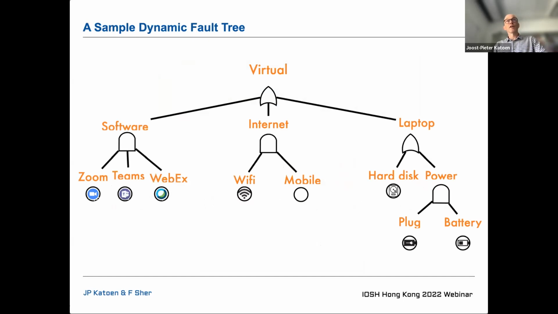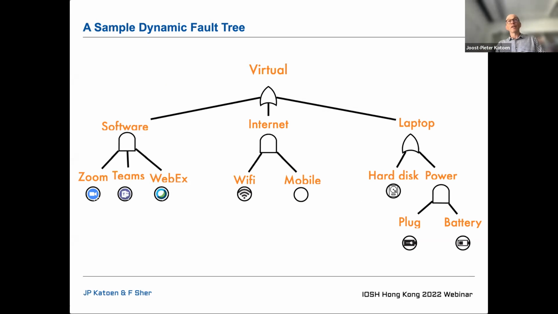So this is a dynamic fault tree. It's actually a static fault tree of a virtual meeting, a meeting like we have now. We use some software: either Zoom, Teams or WebEx. We use the internet via Wi-Fi or mobile, and we use a laptop, which has either a hard disk or a power model. So the laptop can fail if the hard disk fails or the power fails, and the power can either be a plug or a battery.